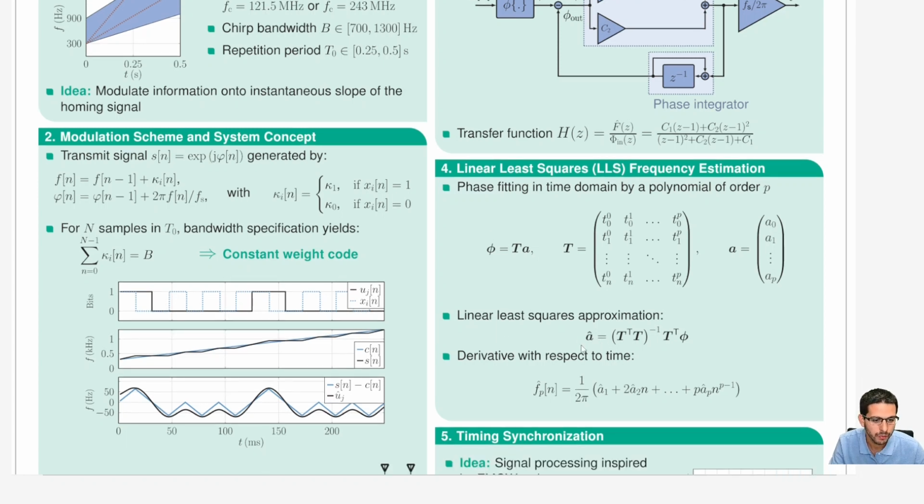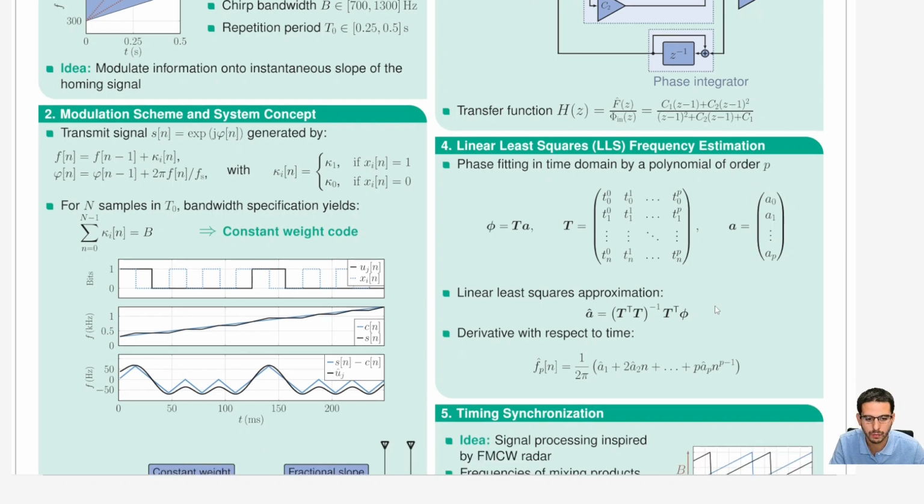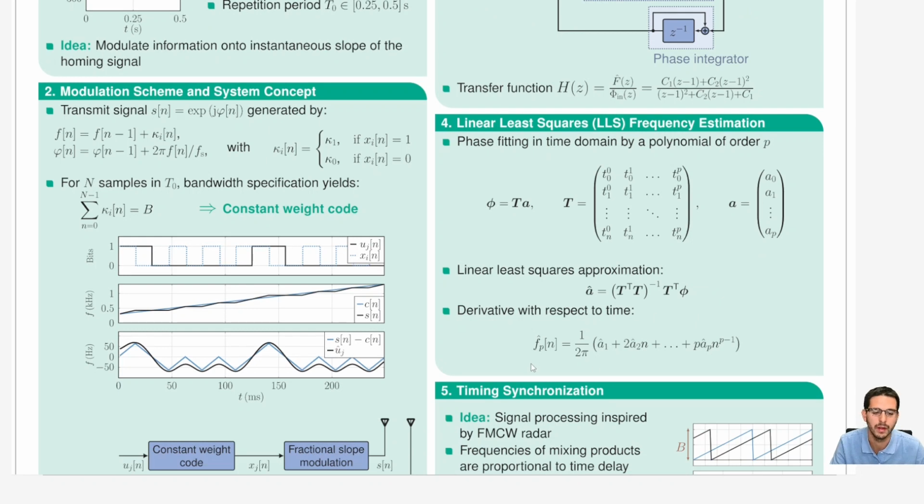So the solution for that is given in this equation, and after estimating the optimal coefficients, we just need to perform a derivative with respect to time to get the instantaneous frequency given as a polynomial for a certain window. So in this approach, we take a window and estimate the polynomial that describes the instantaneous frequency and instantaneous phase the best for the given window.